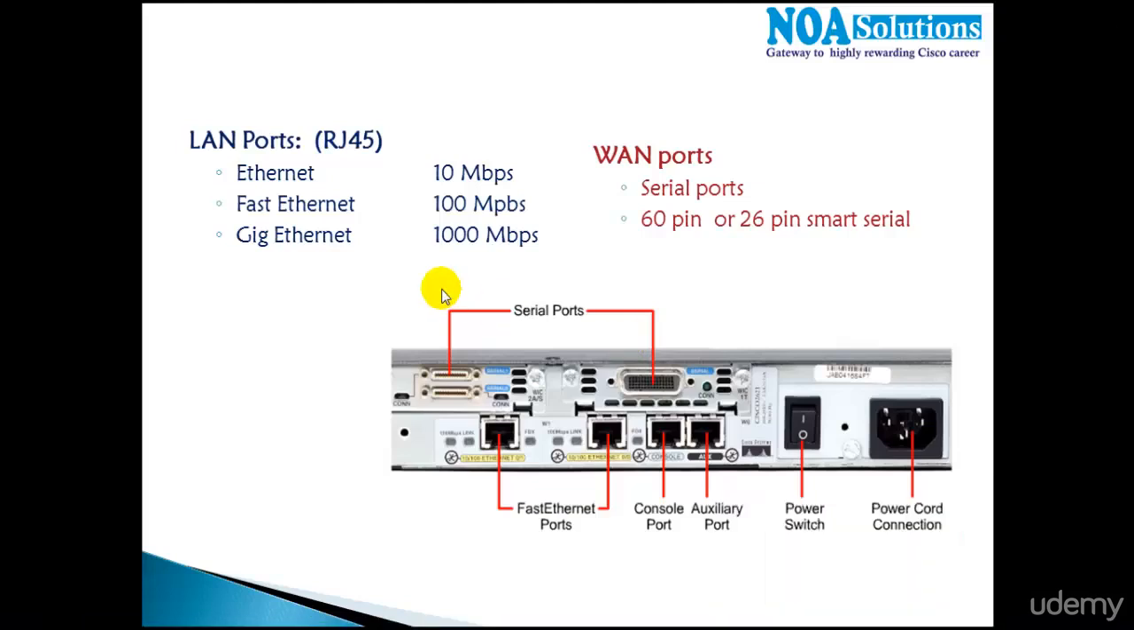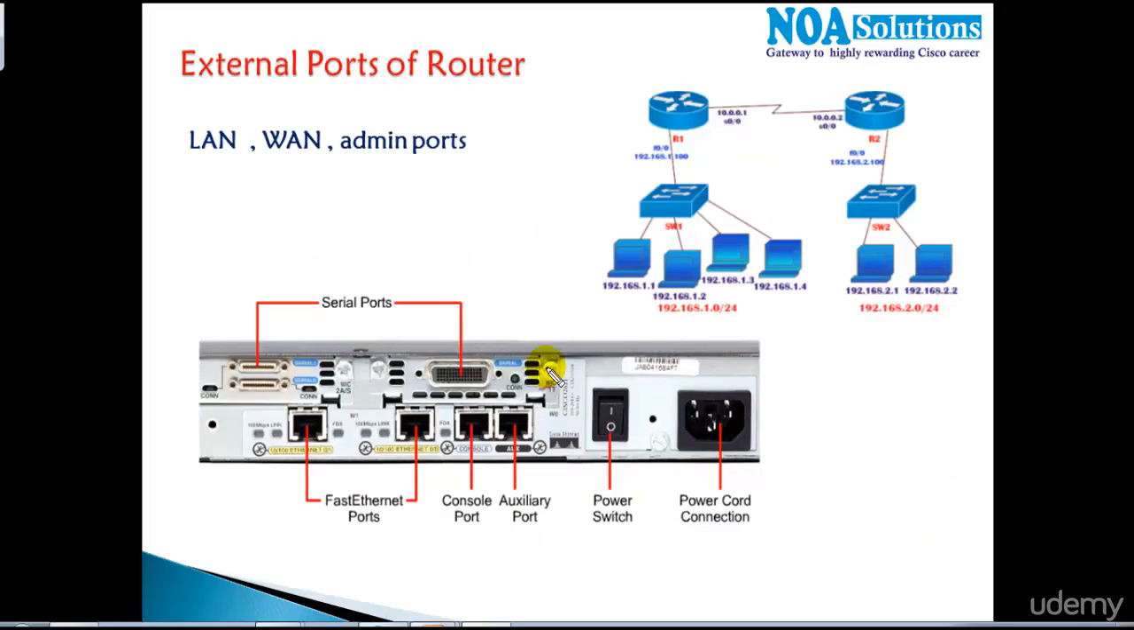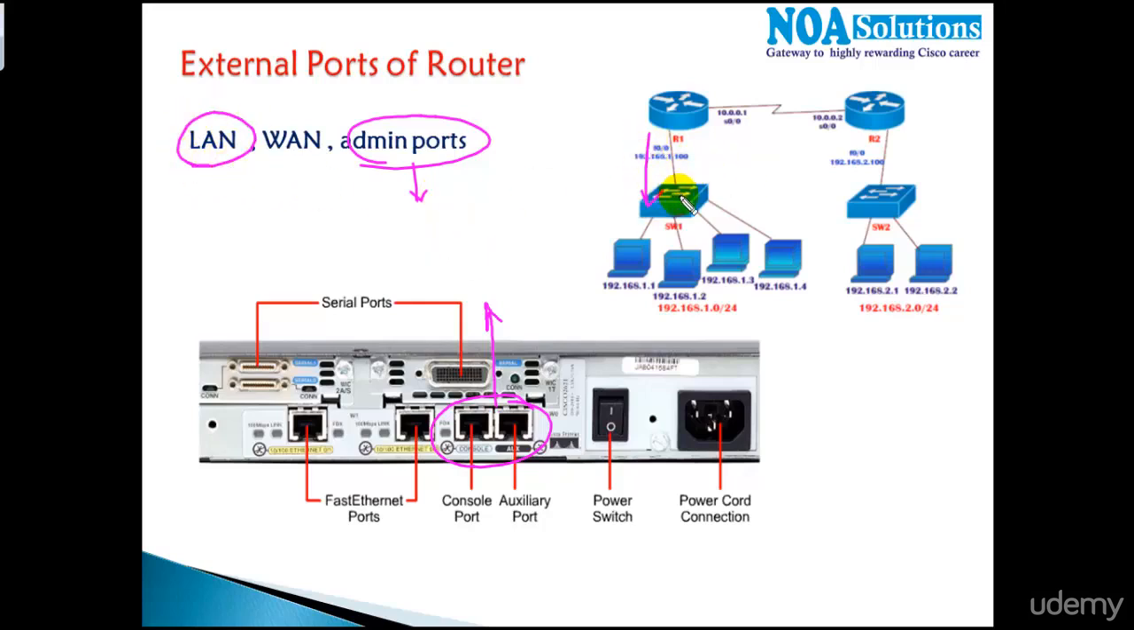The next category, the third category of ports, we call administrative ports. The first categories are LAN ports and WAN ports, and then you can see these two ports here, console and auxiliary, and these two come under the category of administrative ports. Now what's the difference? The port which connects to the LAN, we call a LAN port, and the port which connects to the WAN, we call a WAN port.